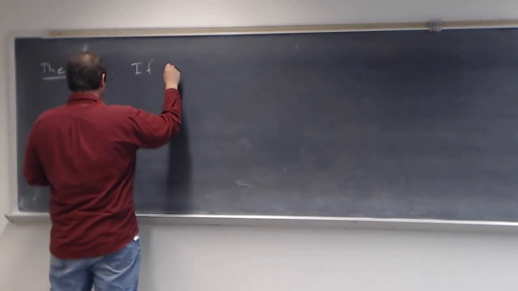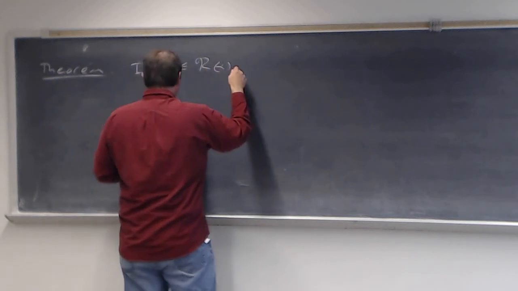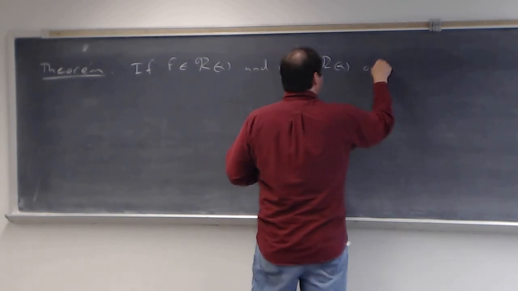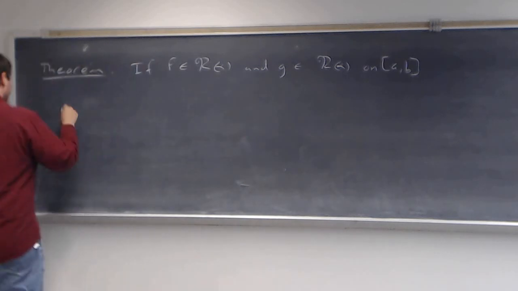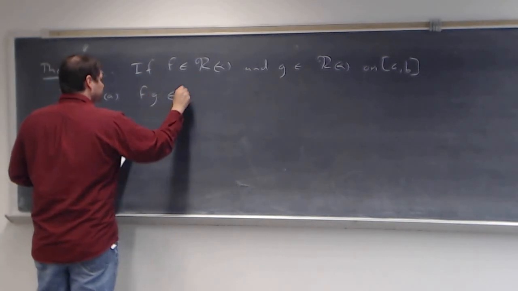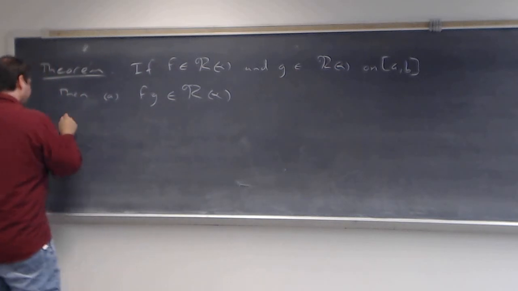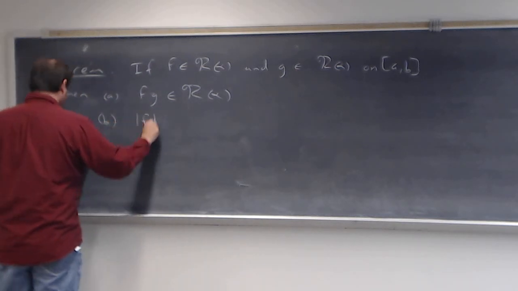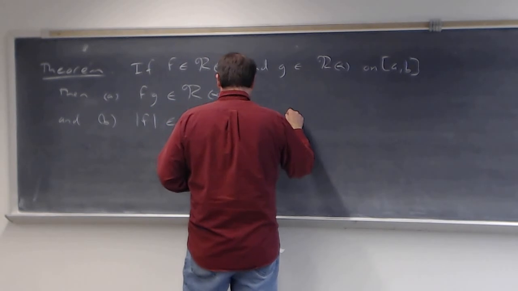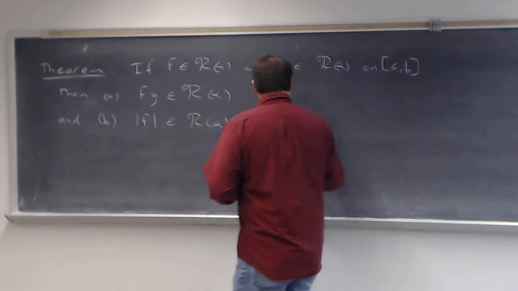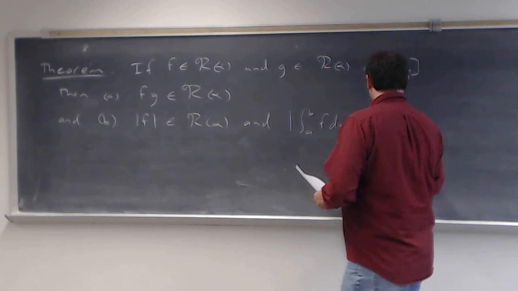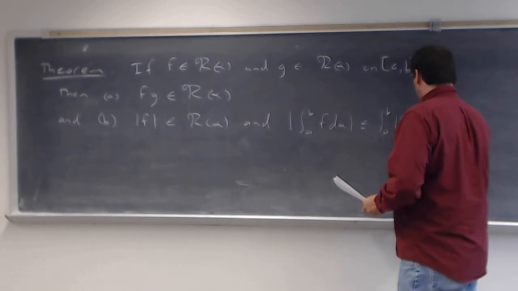And here's a nice theorem. It says if f is Riemann-Stieltjes integrable with respect to alpha, and g is also Riemann-Stieltjes integrable with respect to alpha on a to b, then part A is that f times g is Riemann-Stieltjes integrable, and part B is that the absolute value of f is Riemann-Stieltjes integrable, and the value of the Riemann-Stieltjes integral of f d alpha is going to be less than or equal to the Riemann-Stieltjes integral of the absolute value of f with respect to alpha.